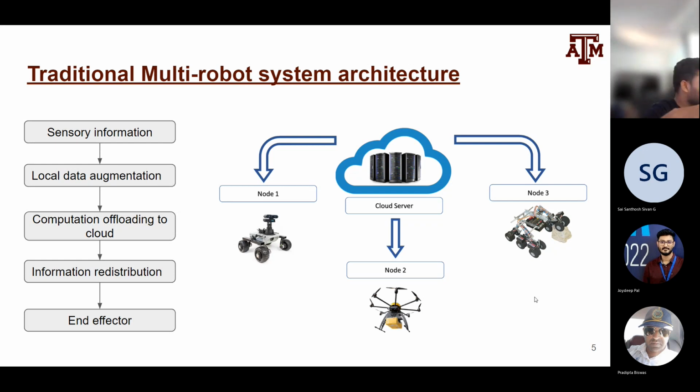So after the local data augmentation is performed, the whole collected data is sent to the cloud. The cloud performs all the major computations, including finding any meaningful information from the collected data. If you want to perform any search and rescue operations, like analyzing all those heavy data and then pinpointing what are the focused areas of interest, all is done on the cloud. After all the information has been processed online, this is transferred back to the ground robots, where the ground robots can perform the final end effectors.